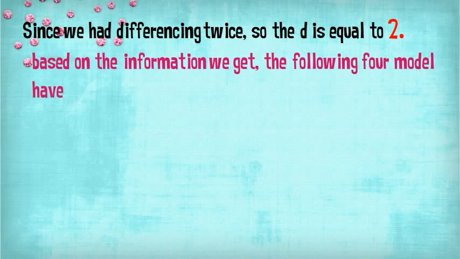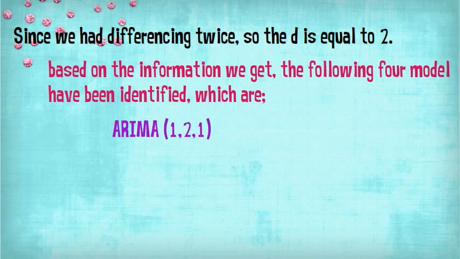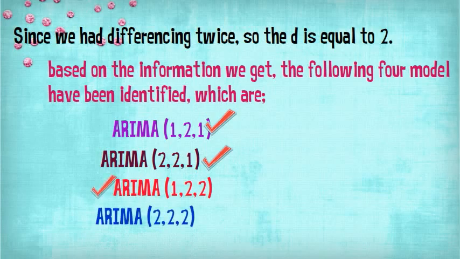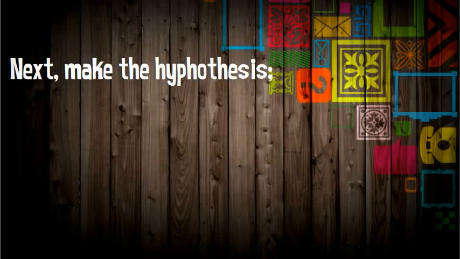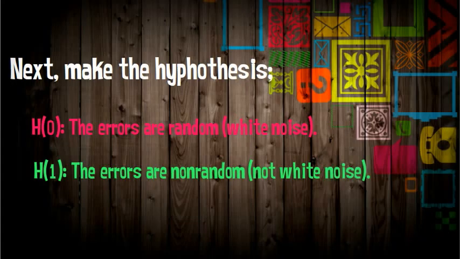Based on the information we get, the following four models have been identified, which are ARIMA 121, ARIMA 221, ARIMA 122, and ARIMA 222. Next, let's make the hypothesis. H0: the errors are random, white noise, and H1: the errors are non-random, not white noise.